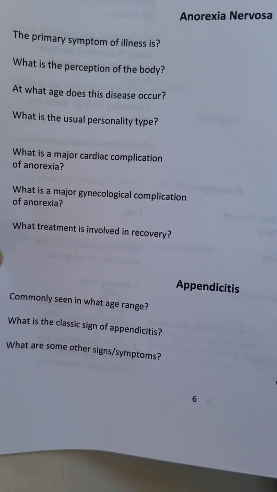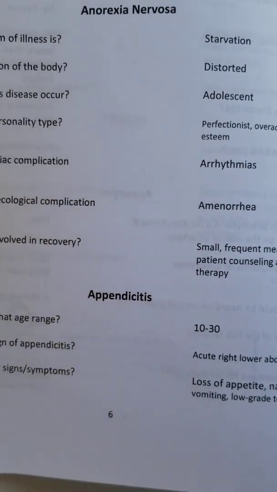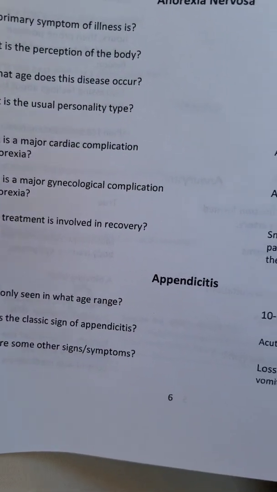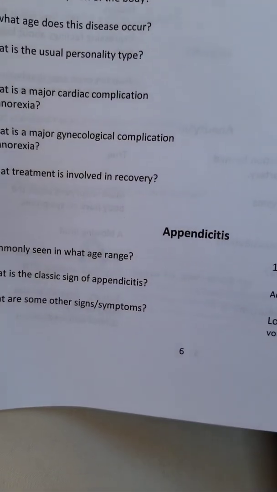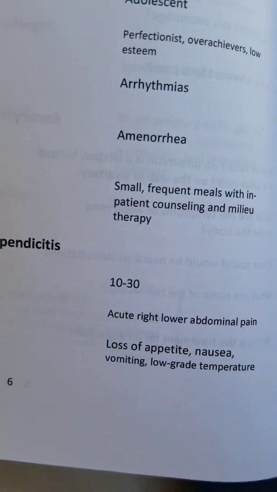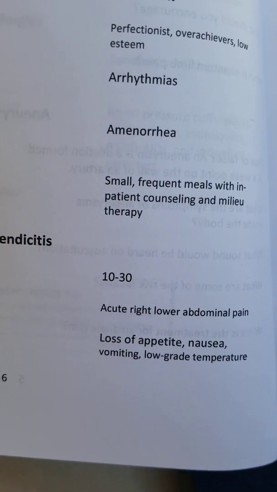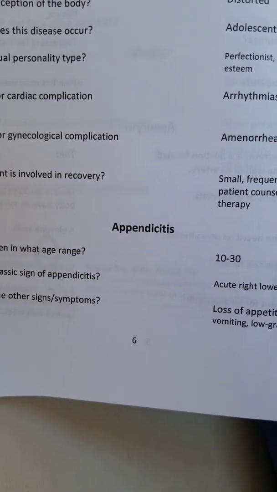Major cardiac complication of anorexia is arrhythmias. Gynecological complication, amenorrhea. Treatment and recovery: small frequent meals with inpatient counseling and milieu therapy.